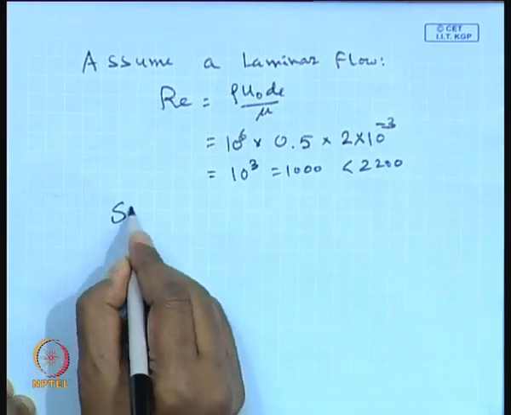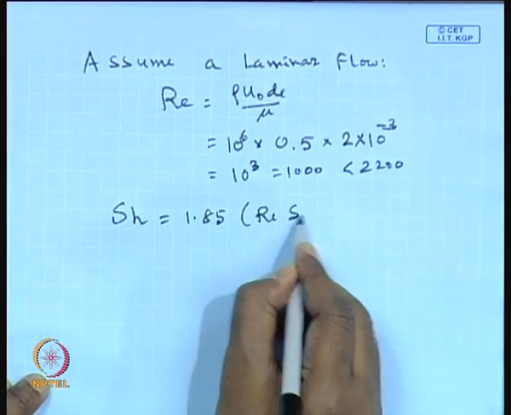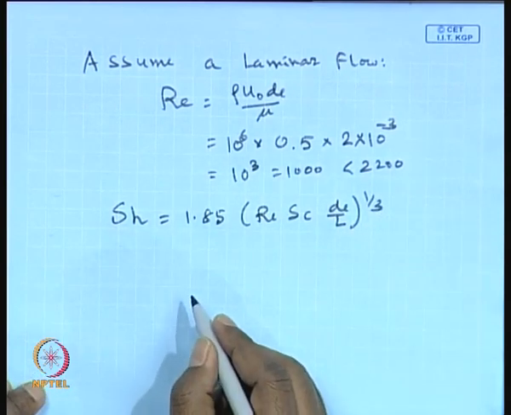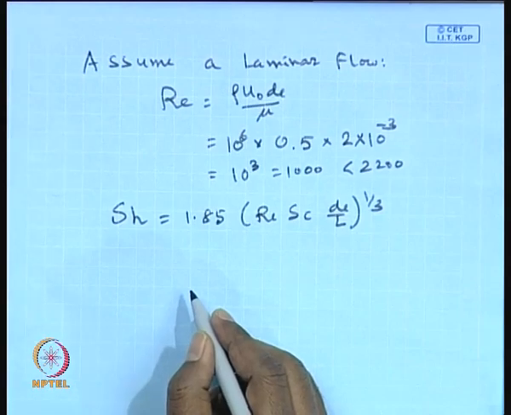So, you are going to use the Sherwood number as 1.85 (Re Sc d by L) raised to the power 1 upon 3 for the laminar flow regime. Okay. Now, let us look into the solution to this problem.